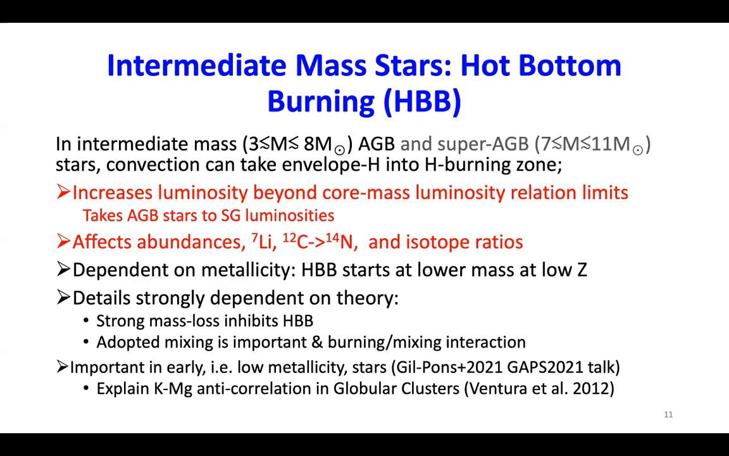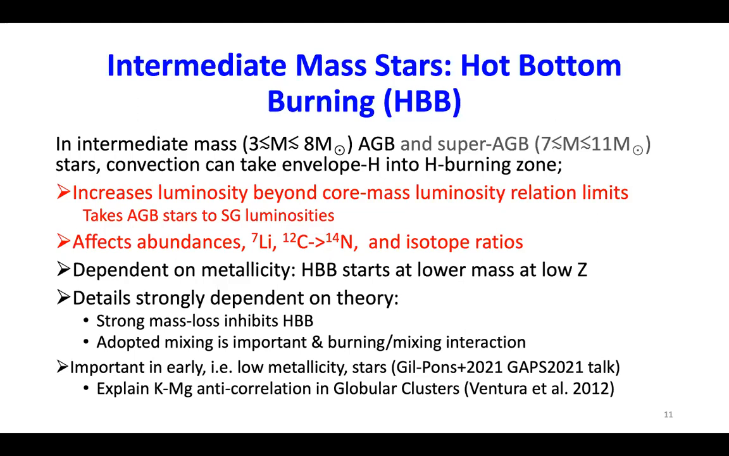In intermediate mass stars, it's possible under certain circumstances for the hydrogen envelope to dip into the hydrogen burning zone, with far-reaching consequences for the star. First of all, it provides extra hydrogen fuel for burning, so it increases the luminosity above the traditional core mass luminosity relation limits and takes the AGB stars into the supergiant regime. It affects the abundances, and perhaps the most important thing is that carbon burns to nitrogen. So despite the dredge up, these stars don't turn into carbon stars.